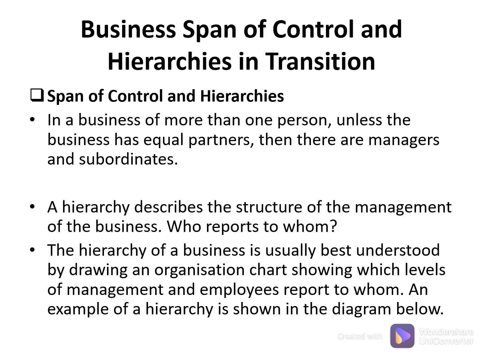Then, business span of control and hierarchy in the transition. Span of control is the number of people under your control as an entrepreneur. So in a business of more than one person, or at least where the business has equal partners, there are managers and subordinates. A hierarchy describes the structure of management of the business, who reports to whom. A hierarchy is in most situations a diagrammatical representation of positions within the organization: who is answerable to whom, where the command comes from, and where the command normally lands. That's what they call a hierarchy in the organization.